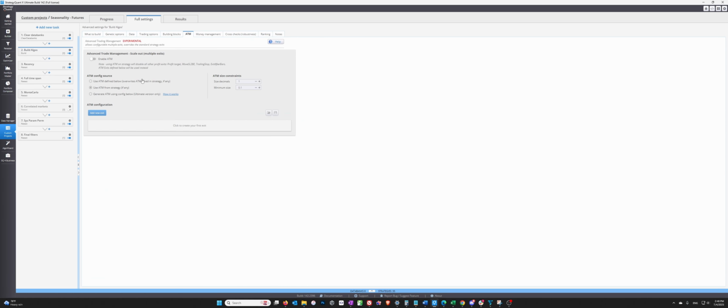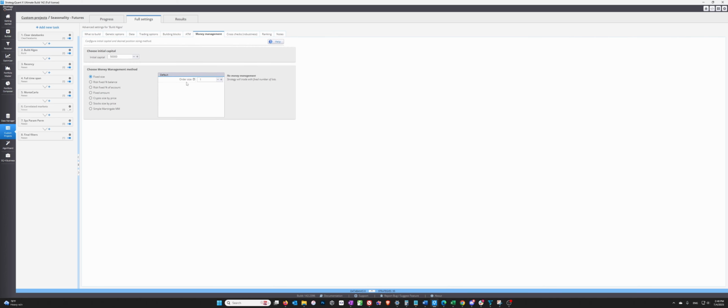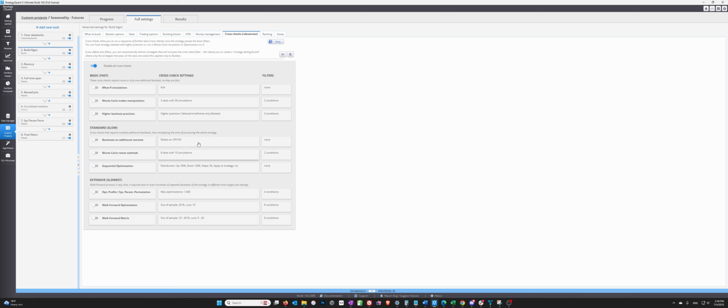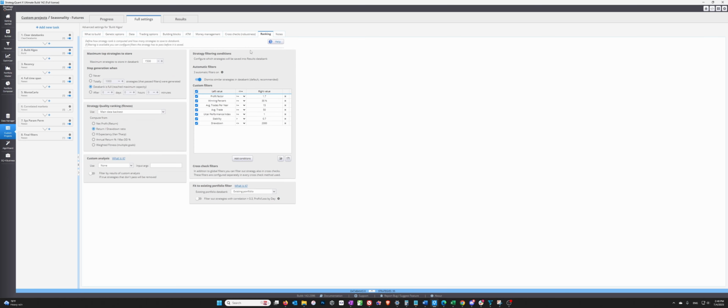And then I don't do any sort of position sizing type stuff. I typically just use a fixed size of 1. And then I don't do any cross checks at this stage. And then for ranking, I've set 1500 as the maximum to store before it moves on, but usually that's just a generically high number. I usually stop it at something like 25, 50, sometimes 100.